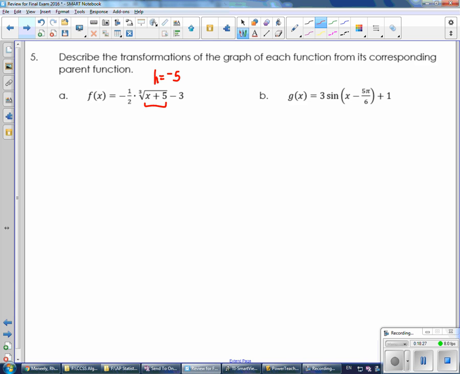And that tells me that f of x is shifted left 5 units. Now I'm going to work my way out of that quantity, and I'm going to look at that negative 1/2 that's being multiplied. The negative tells me that the graph is going to be reflected vertically.